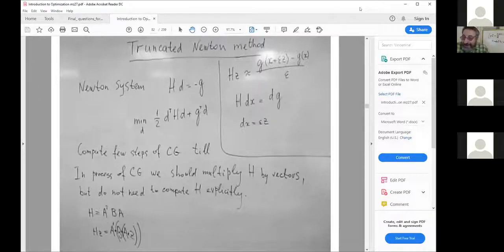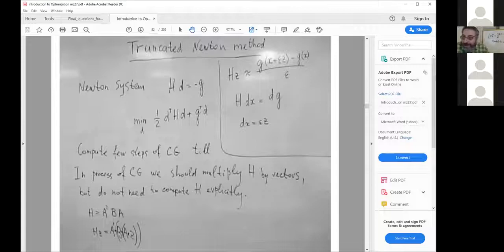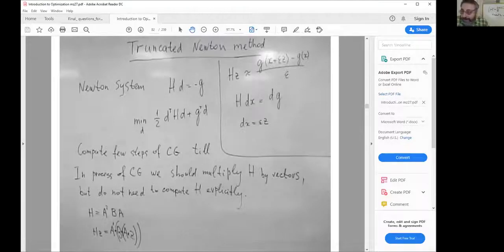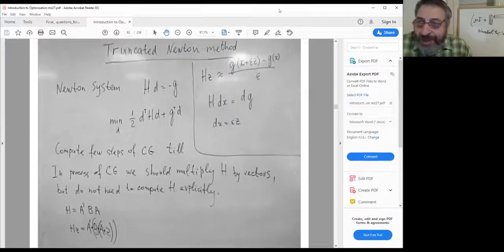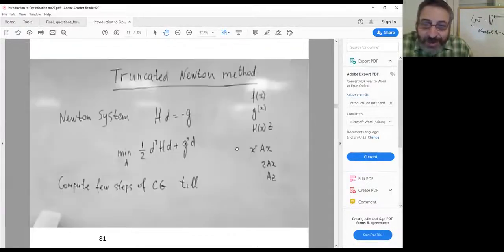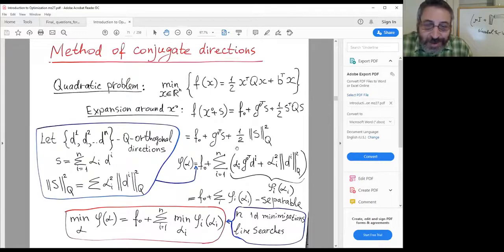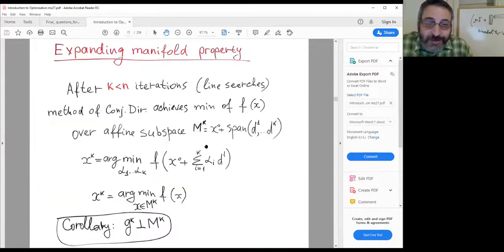You said in question 27, method of conjugate gradient for a quadratic function, show and explain the manifold property. What do you mean by that? Okay, I understand your question. It's very good. I'm staying with the slides. Just a second. I know the manifold property says that every variation by itself you can solve and it is optimal. Give me one second. We will get to the right slide and then it will be much easier for us.